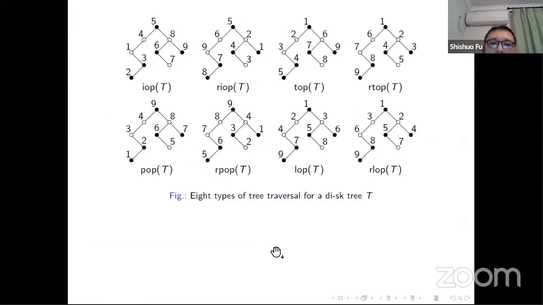Essentially, you can consider all 8 different ways to traverse the tree. I listed them all here. And then you can consider similar statistics corresponding to IAR.